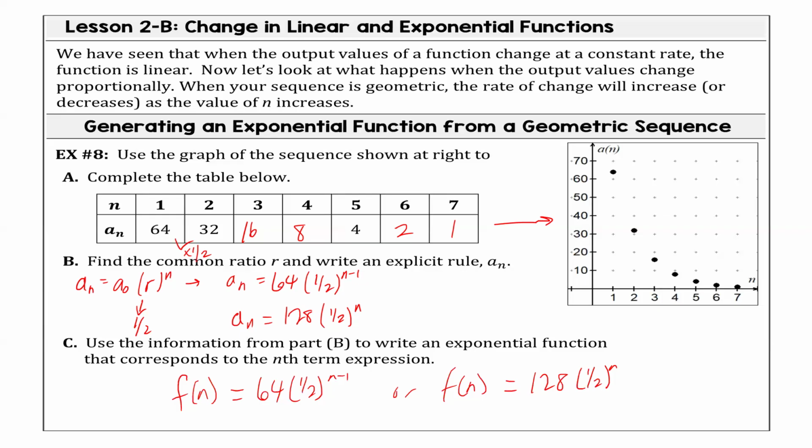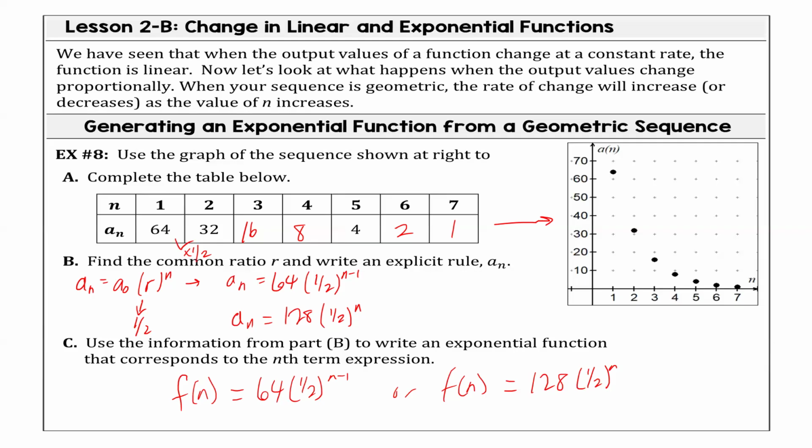Is it supposed to be n minus 1 on the second equation? No, because we started at A sub 0. A sub 0 would be 128. Do we understand where the 128 came from? Are we all good with that? Okay. All right. Is it terrible? It's not, is it? I know you want it to be, but it's not.